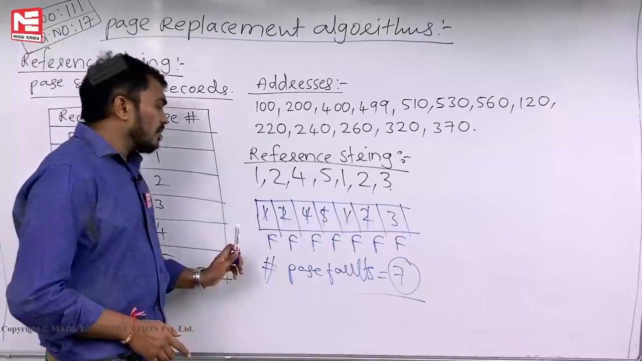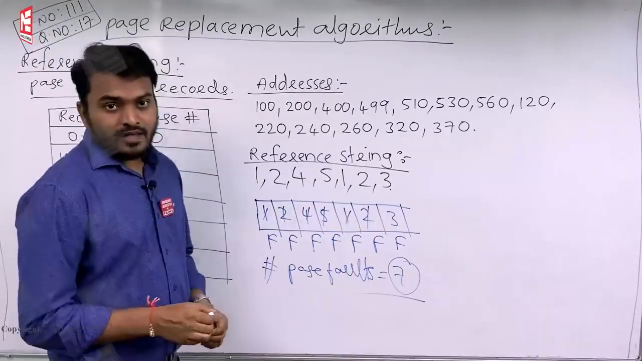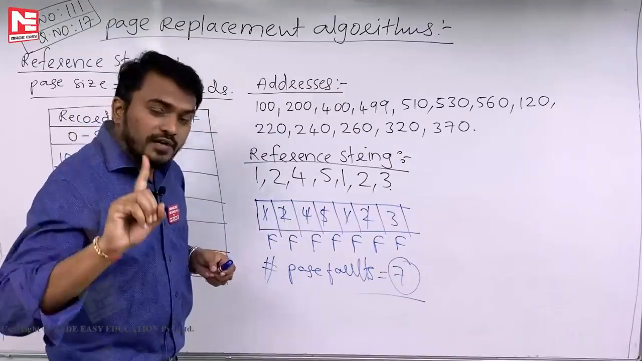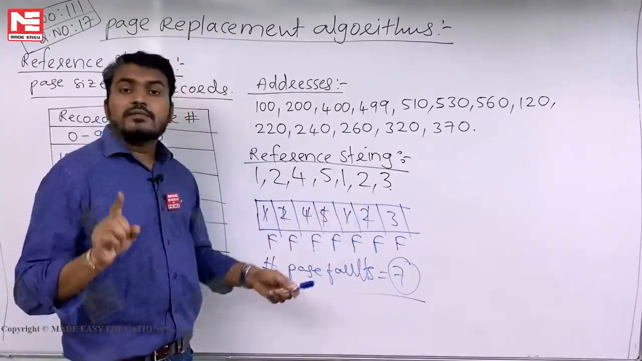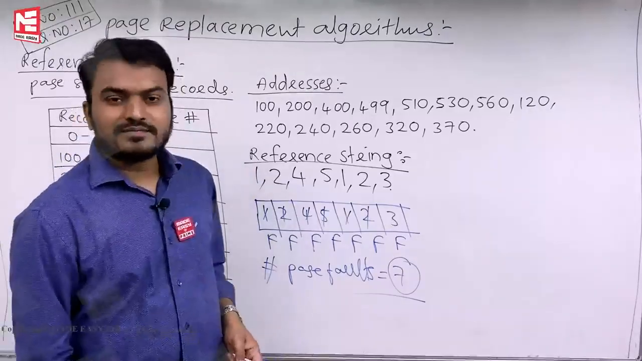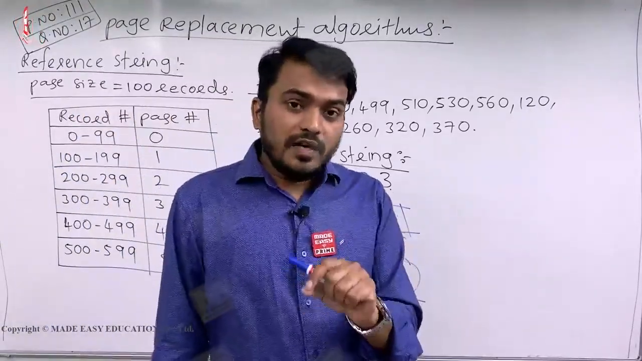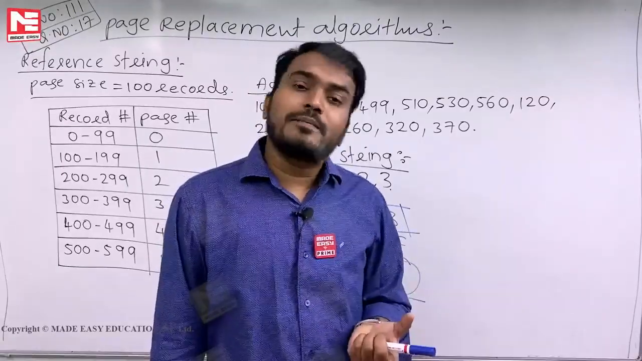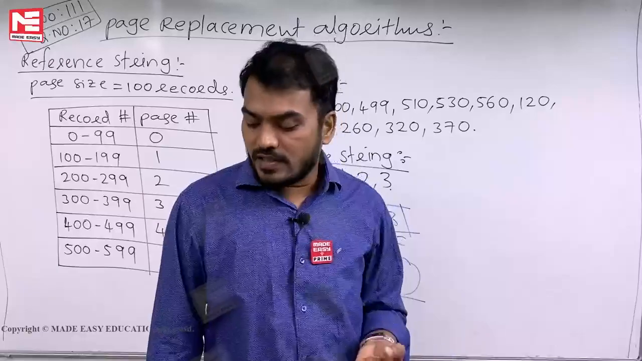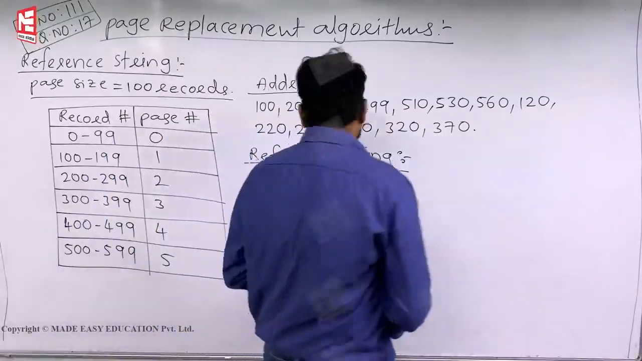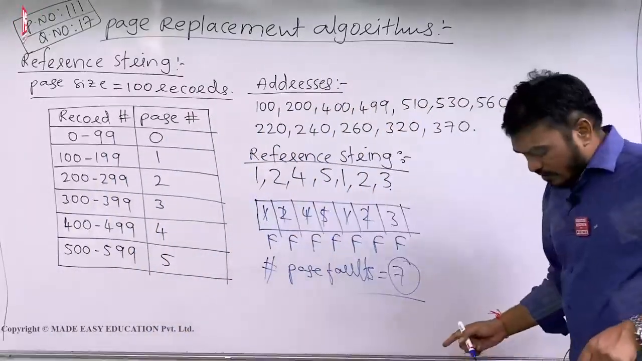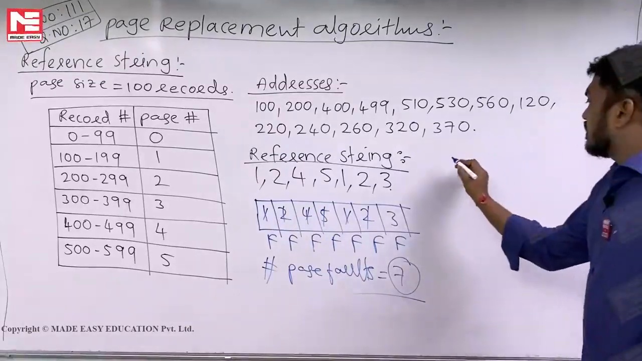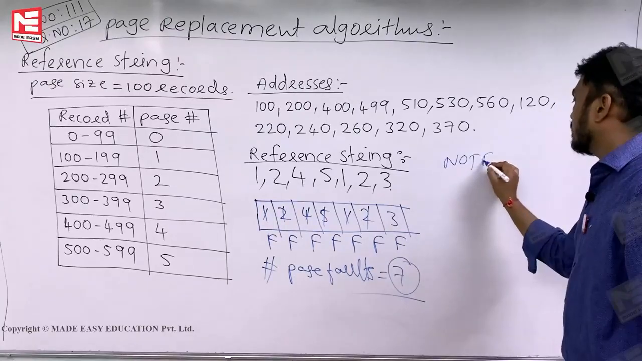Now here also you should understand one important point. What is that important point? If there is only one frame allocated to the process, then every page referred will be what? A page fault. Every page referred will be a page fault. So note down that. ये कॉपी करो अच्छे से. Just keep it as a note.